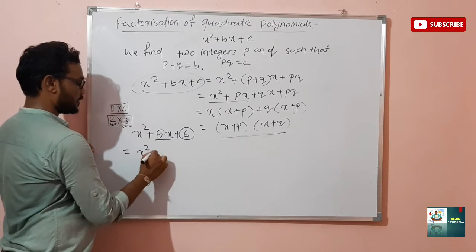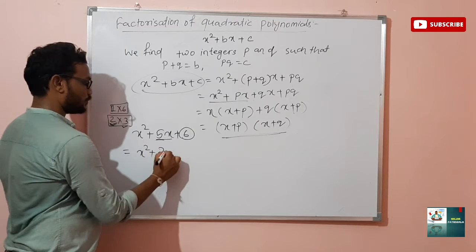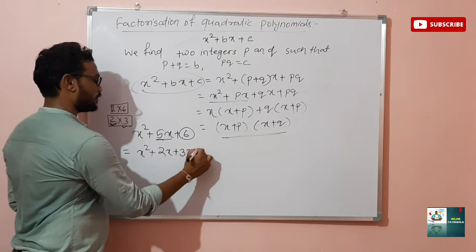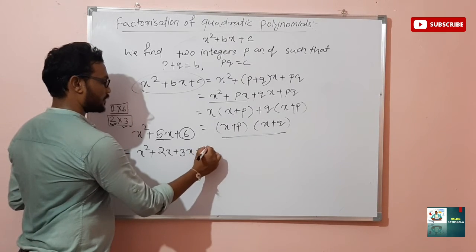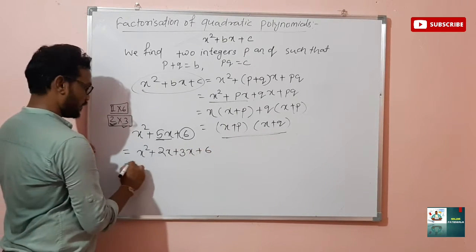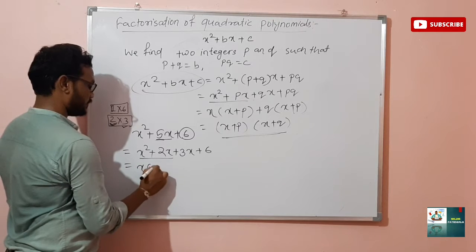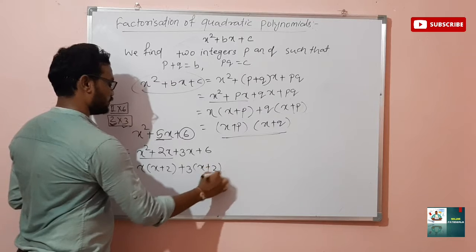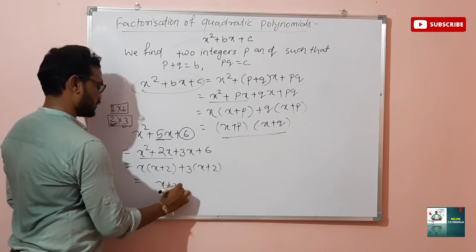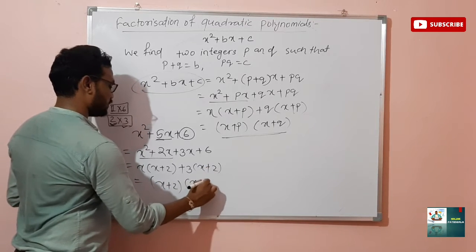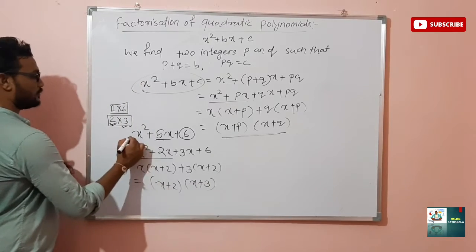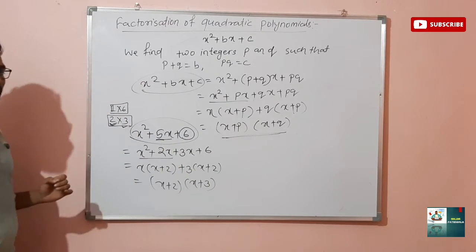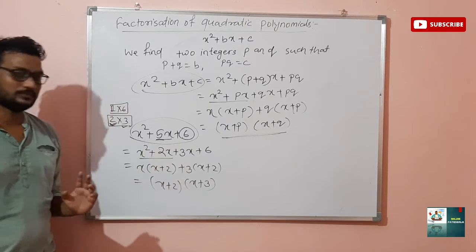So this is x square, and you have to split this middle term. This is 2x plus 3x plus 6. Now take common: x into (x plus 2) plus 3 into (x plus 2). So now x plus 2 is common in both, and the other factor is x plus 3. This is the factorization of this.